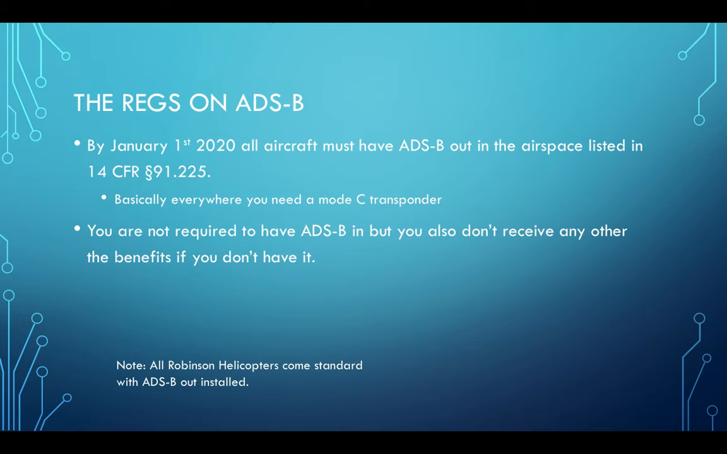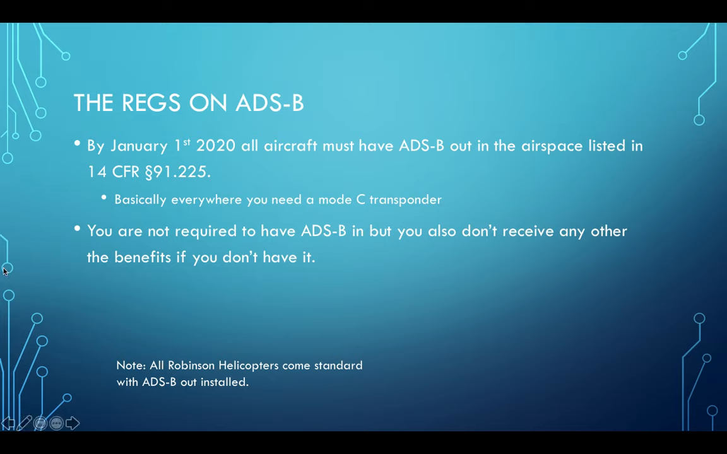So January 1st, 2020, this is 91.225. You have to have ADSB out installed. Again, you're not required to have ADSB in, but you also don't receive any of the benefits that we're about to talk about in a minute, like ADSB and FIS-B. You have to have it in all airspace where you would need a transponder right now. So Alpha, Bravo, Charlie, Mode C veil, above 10,000 feet, excluding 2,500 AGL, things like that.